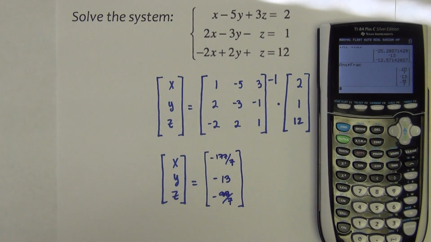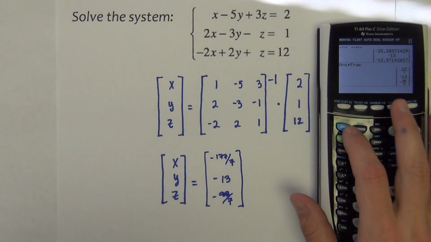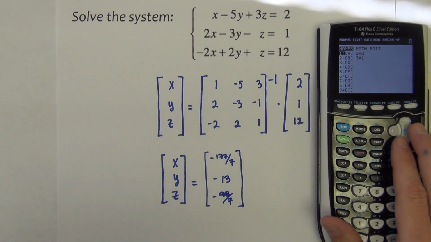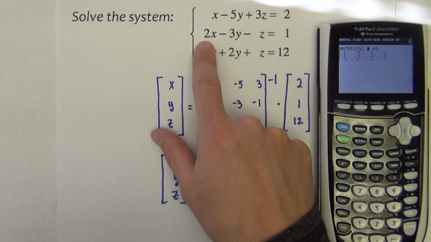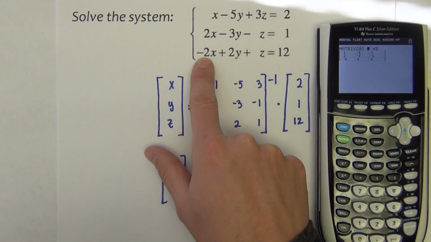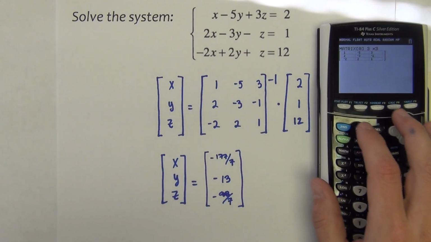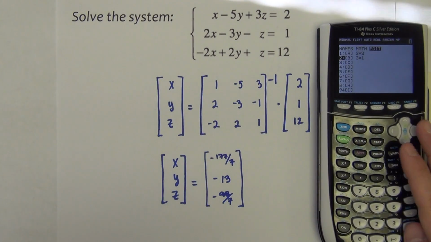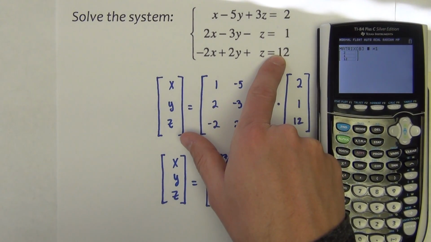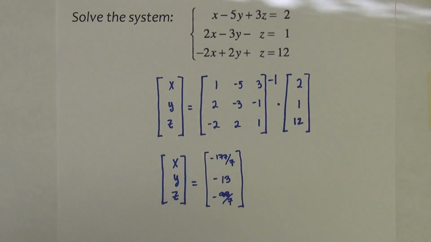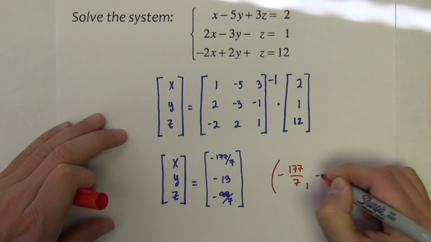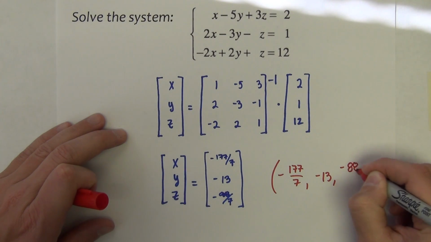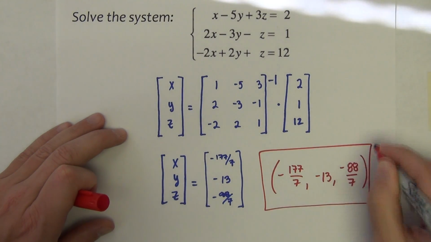Typically whenever that happens, I'm going to go back into my matrices and just make sure that everything is typed in correctly. I know I said I checked them, but I'm just going to check them again real quick. 1, negative 5, 3, 2, negative 3, negative 1, negative 2, 2, and 1. So that one's typed in good. I'm going to check what matrix B looked like. 2, 1, and 12. So everything's typed in good. So these are, in fact, my solutions. Negative 177 sevenths, negative 13, negative 88 sevenths. And that's finished.